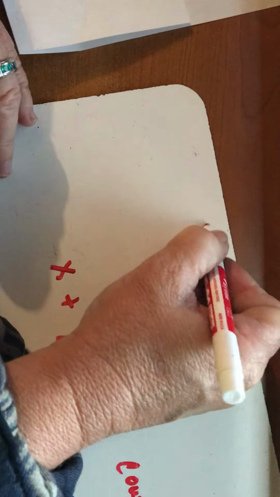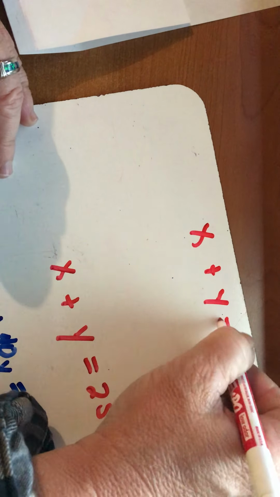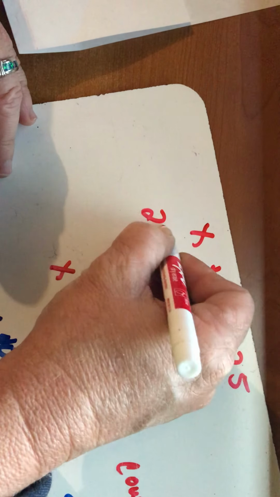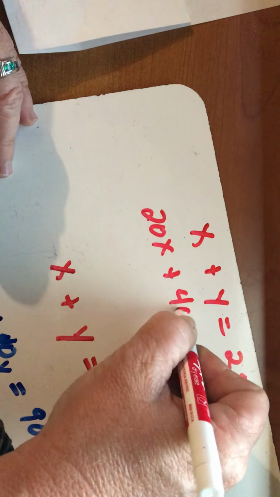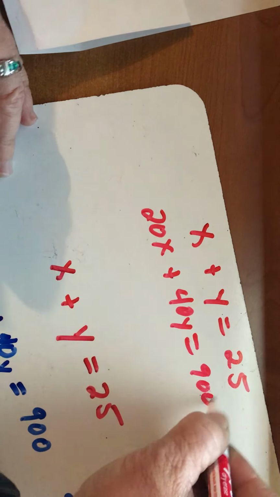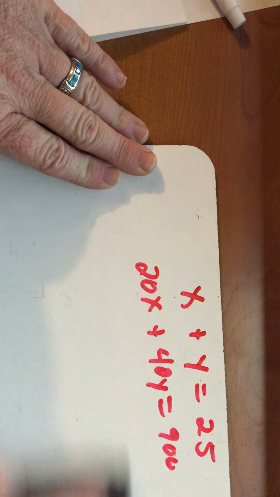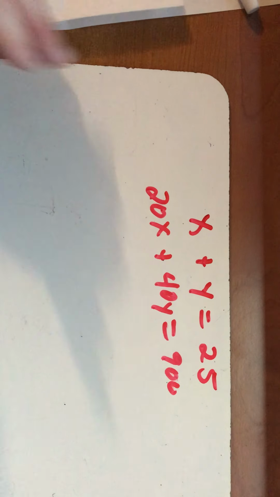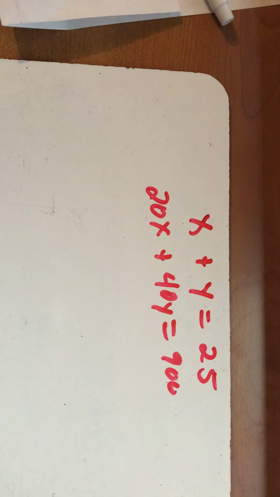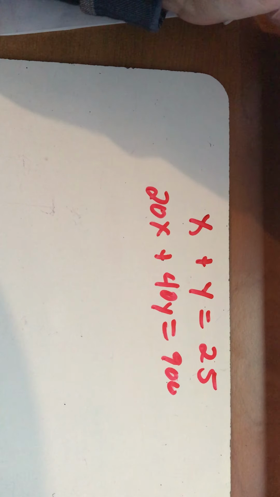All right, so we've got x plus y equals 25. Now then, in the last two videos about elimination, I talked about twins all day long until I was blue in the face, right? So if I sit here and tell you look for twins, you're not going to find any, right? So we're going to make our own twins.